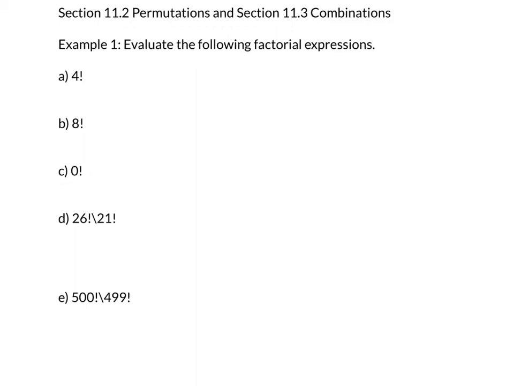This video is a mixture of section 11.2 on permutations and section 11.3 on combinations. Before we get into those formulas, we first have to be familiar with some notation. Specifically, we have to know what this exclamation point means in probability and statistics. We read it out loud as a factorial. Factorial. So keeping that in mind, let's jump into example 1.